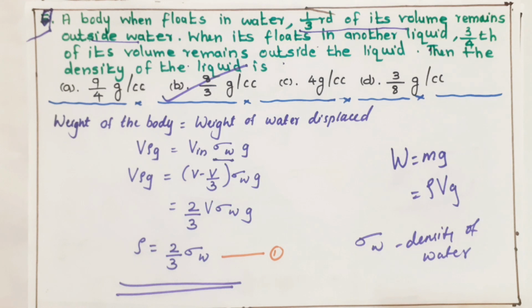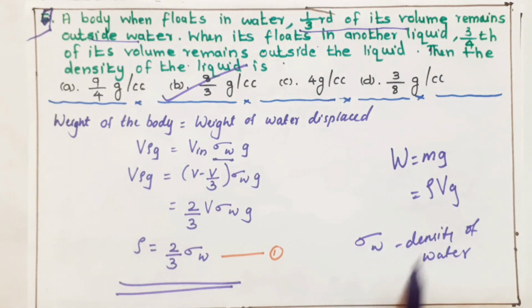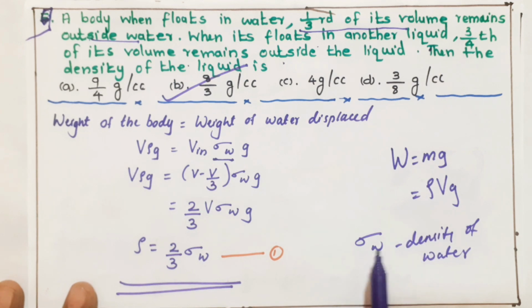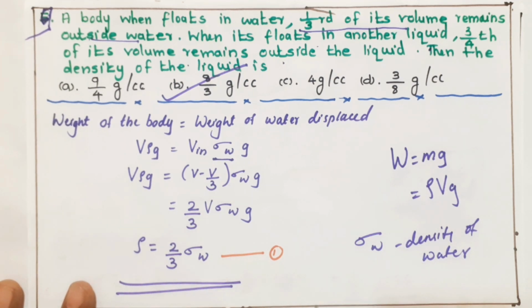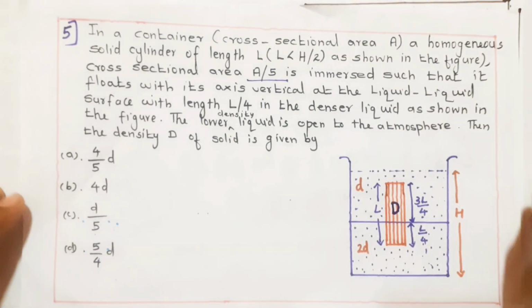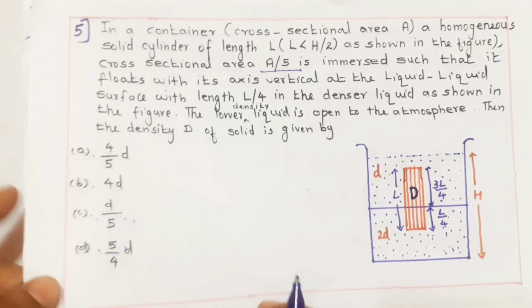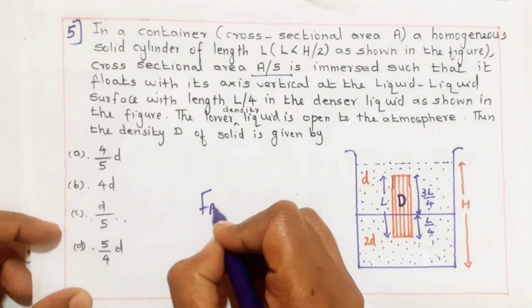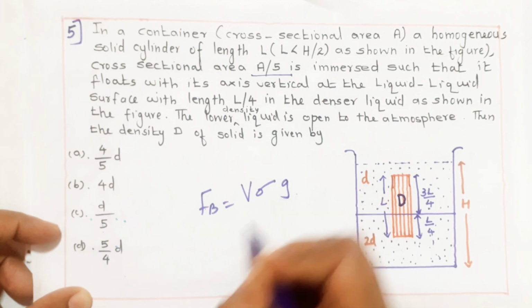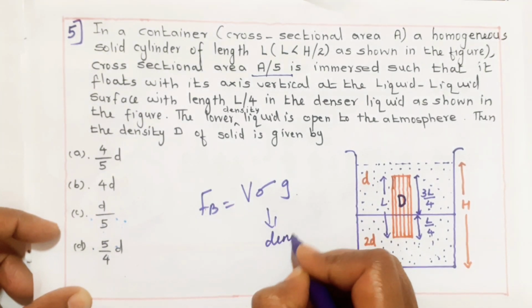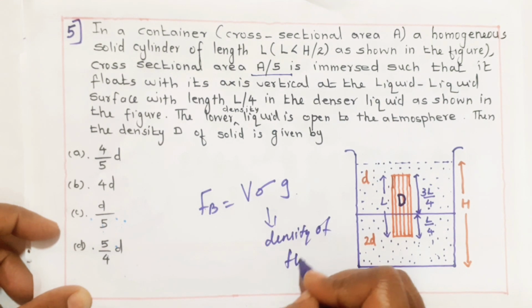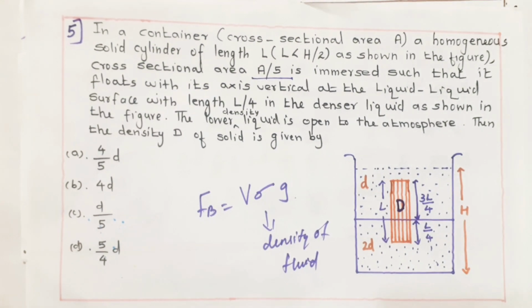So remember the important formula: weight equals mg, that is equal to rho V g. Then sigma W is the density of water. Remember, according to Archimedes principle, weight of the body should be equal to weight of the water displaced. Then the first question I discussed is a very important question. If we immerse a body in two liquids, how will we write it? The main thing there also, I told you, the buoyant force equation, don't forget, it will be equal to V sigma G, where sigma is nothing but the density of the fluid. So buoyant force is nothing but the upthrust due to the fluid.